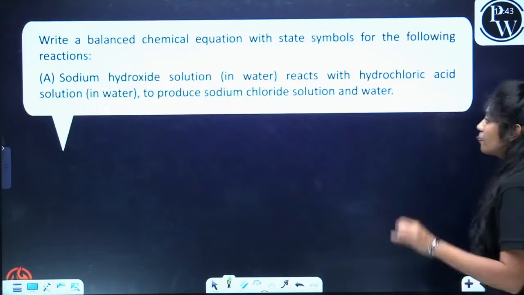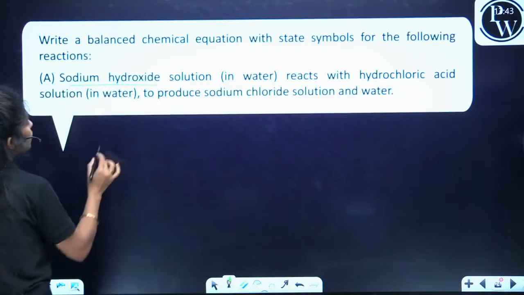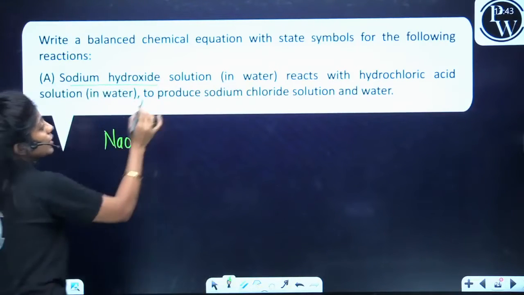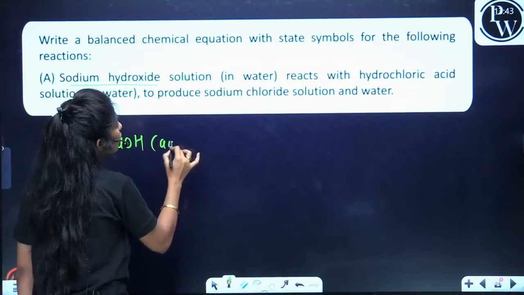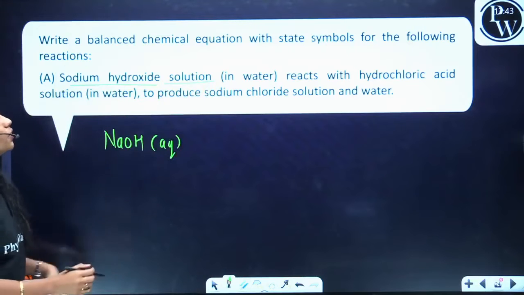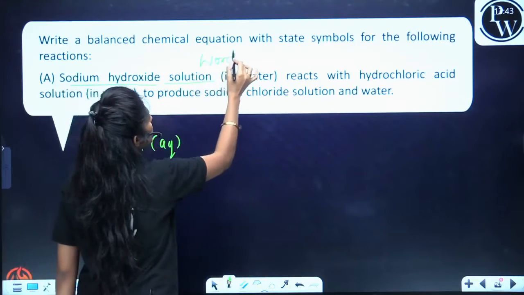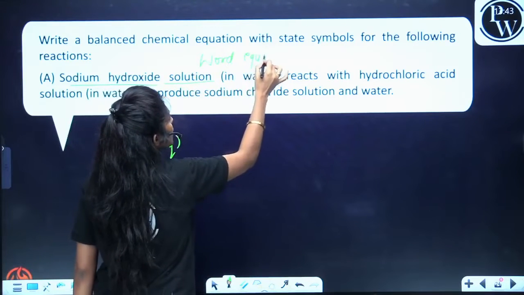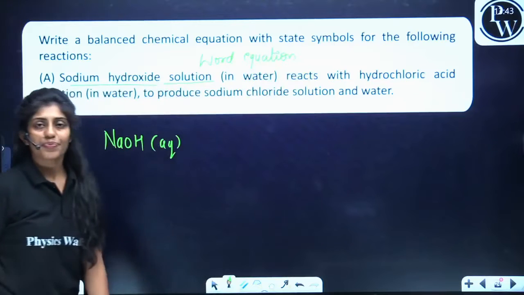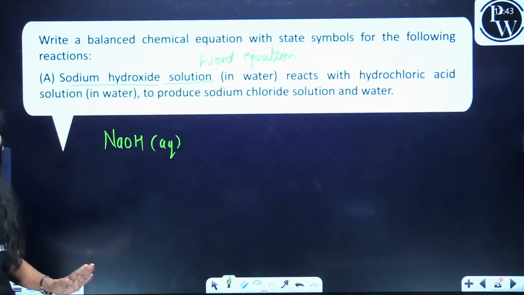So next is sodium hydroxide. You can see, my dear students, sodium hydroxide is nothing but NaOH solution, that means it is in aqueous state. Always remember these things from the question. This is a word equation. Such questions are given in your NCERT, so they are very important. NCERT questions are always important.